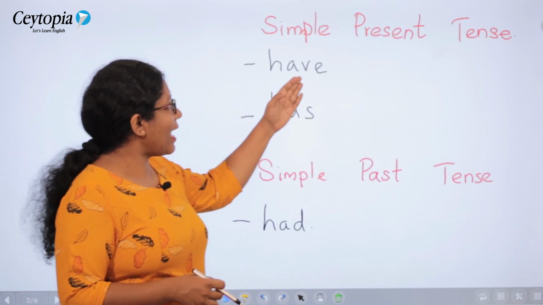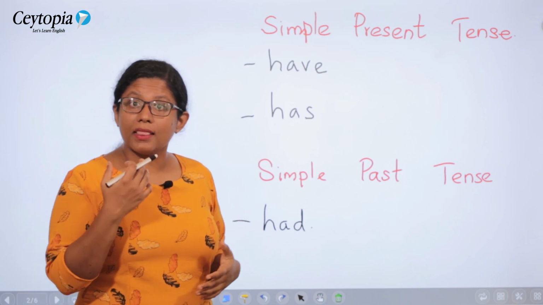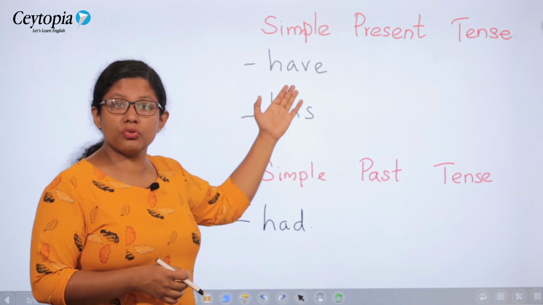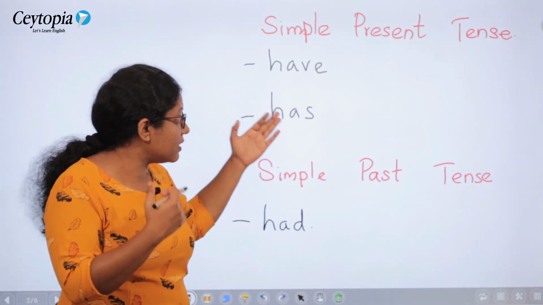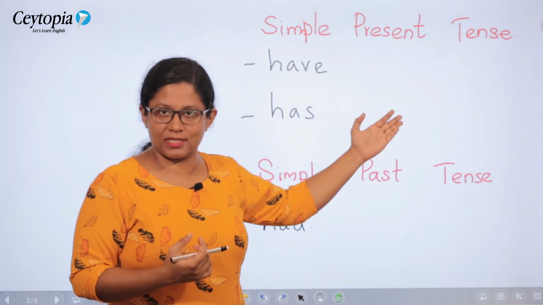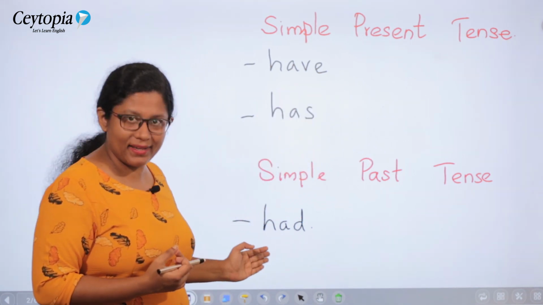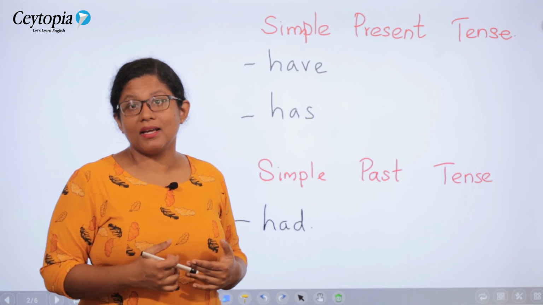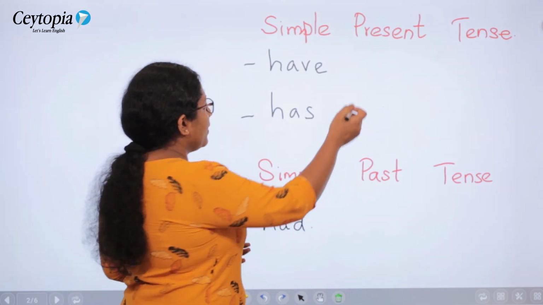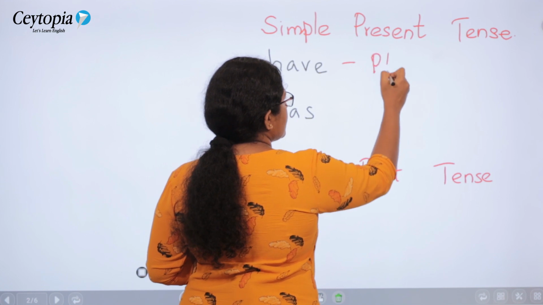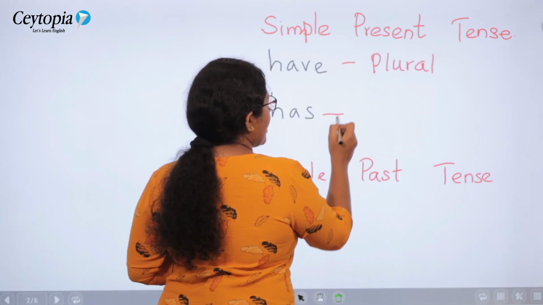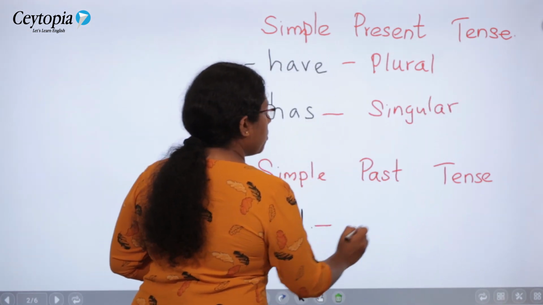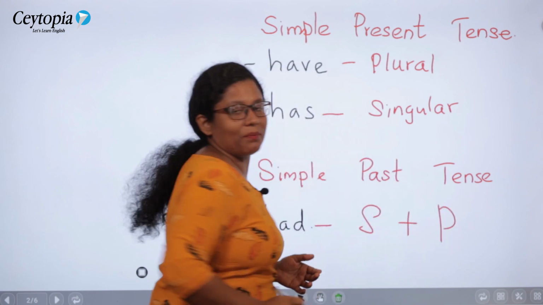We have and has to talk about the present time. We have two verbs for that purpose and one is used with the plural subjects whereas the other one is used with the singular subjects. And we have had, the verb had, used in the simple past tense to talk about the past time, about yesterday. So now you know that have is used with the plural subjects and has with singular subjects. Had with both singular and plural subjects.